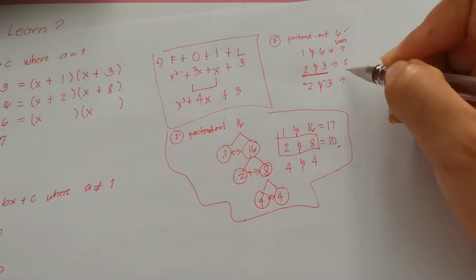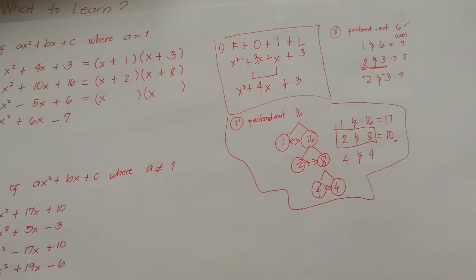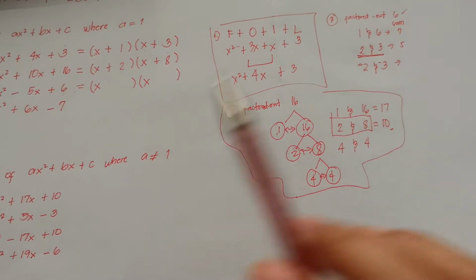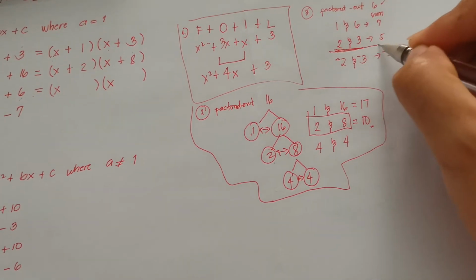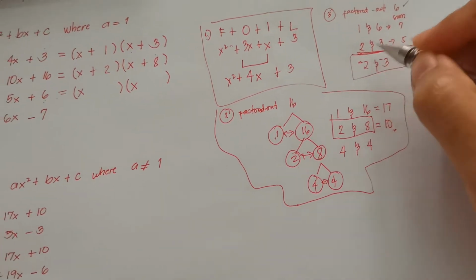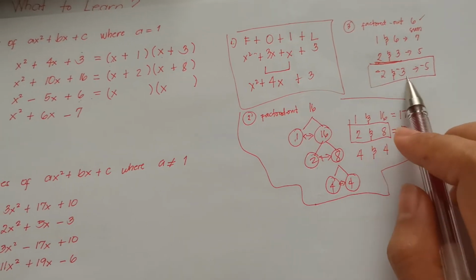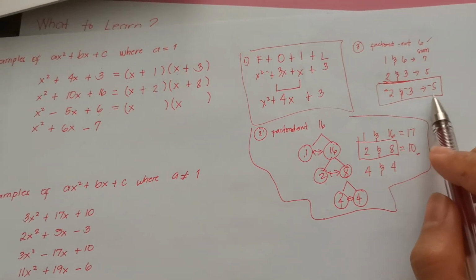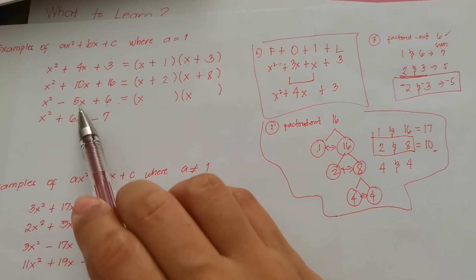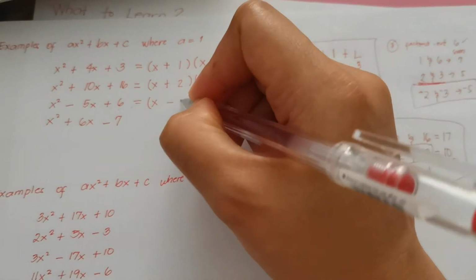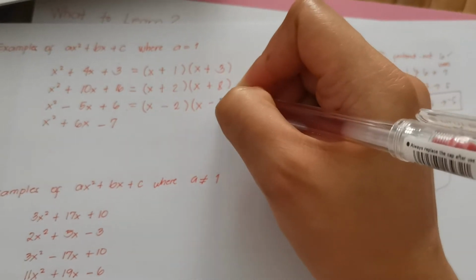But this time, the sum of two negative numbers is also negative. Then add the absolute value. So negative 5. This time, we are looking to these factors, the negative 2 and the negative 3. So that the middle term should be minus 5 or negative 5. In short, we have here negative 2 and negative 3.